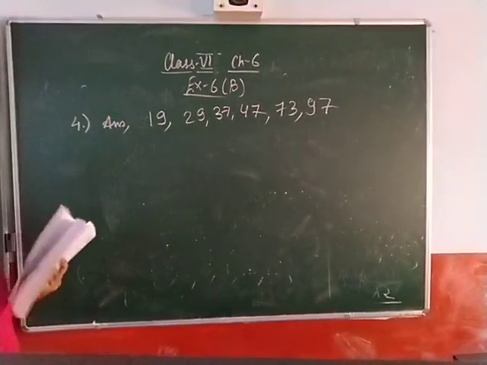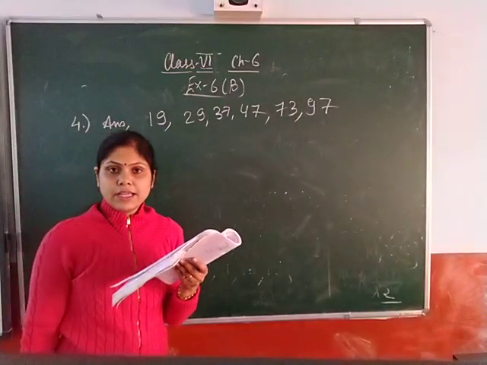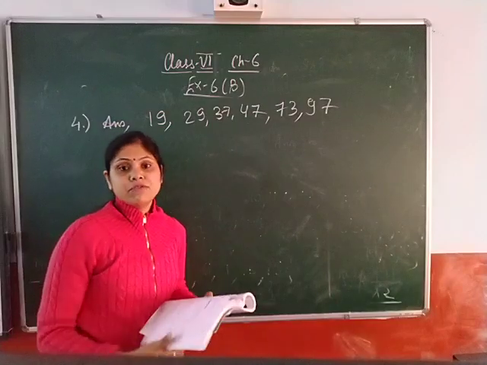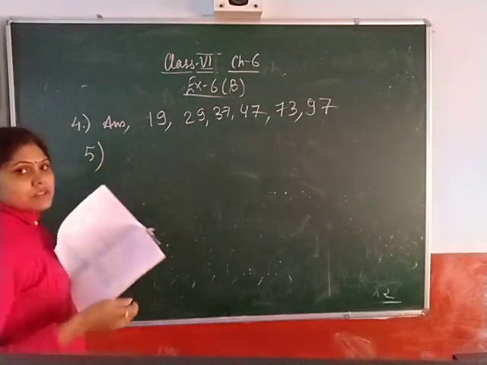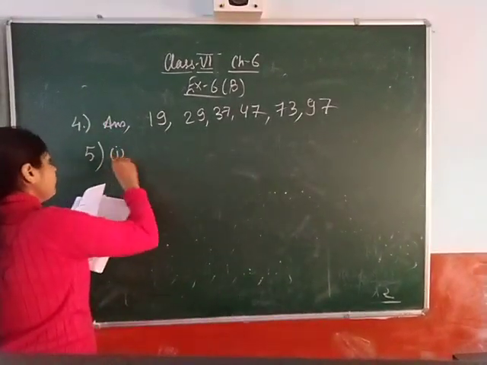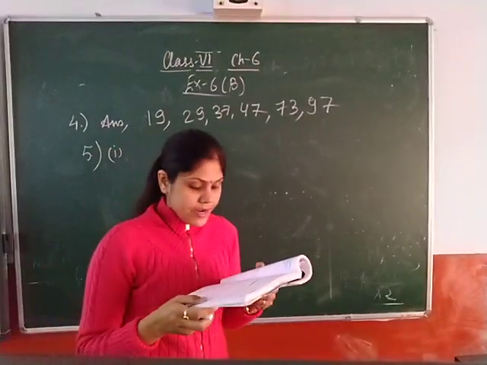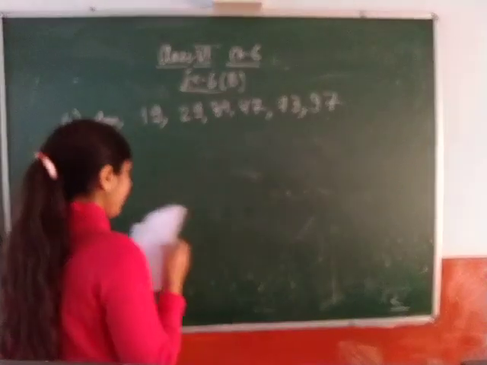Clear? Now come to the fifth question. Write all prime numbers between 30 and 60. Okay? Between 30 and 60 you have to write all the prime numbers. So this one I will do. The second one you will do by yourself. Fifth, fourth. So what is there? Write all prime numbers between 30 and 60. So what will be the answer?